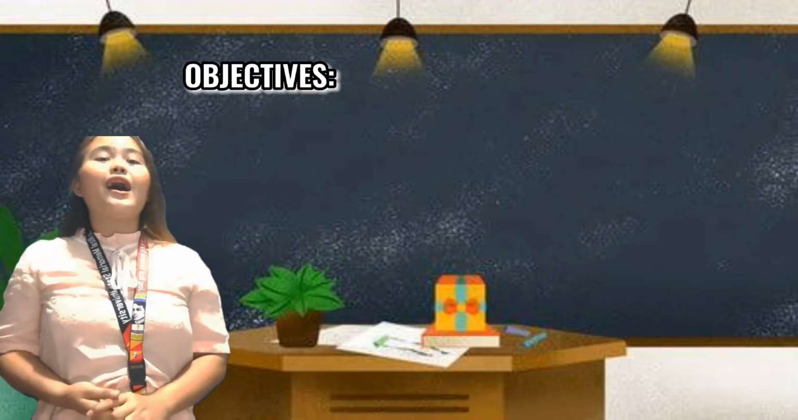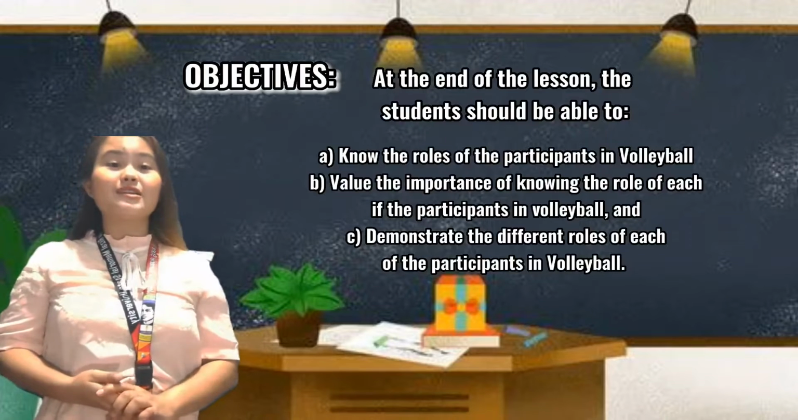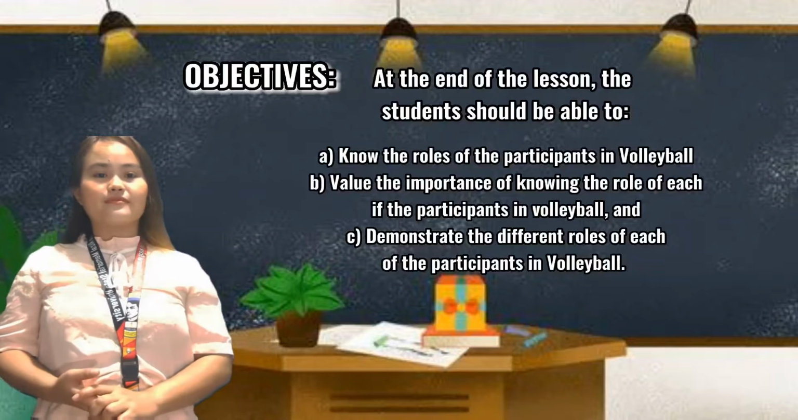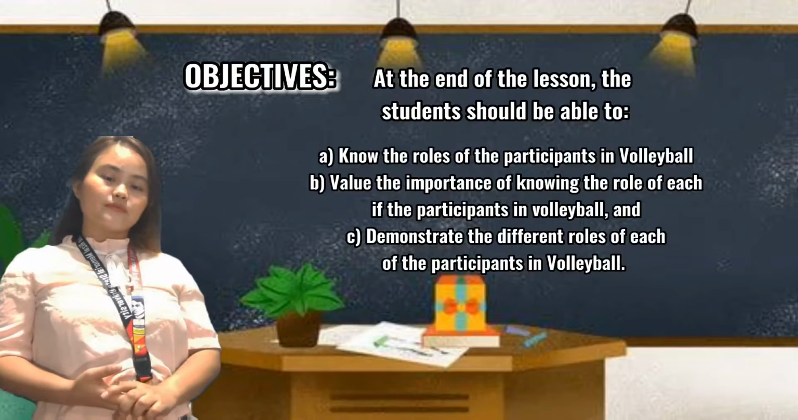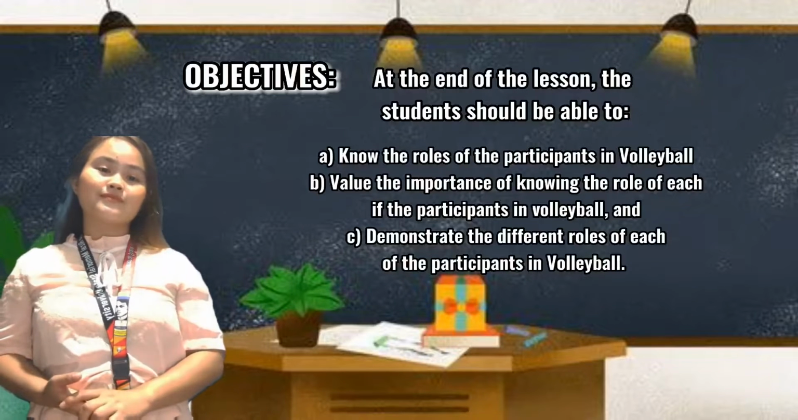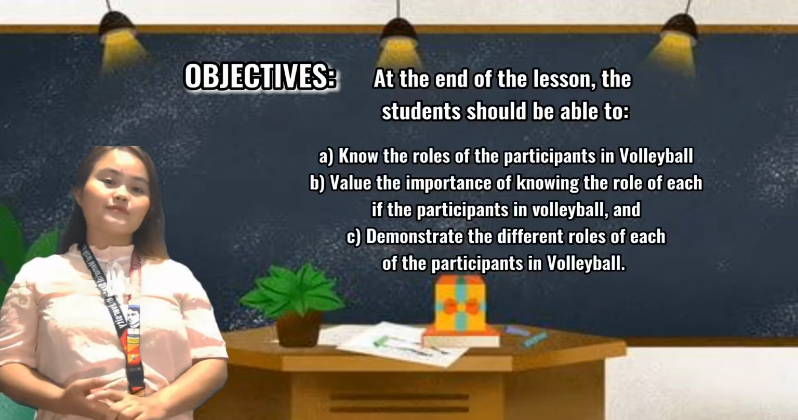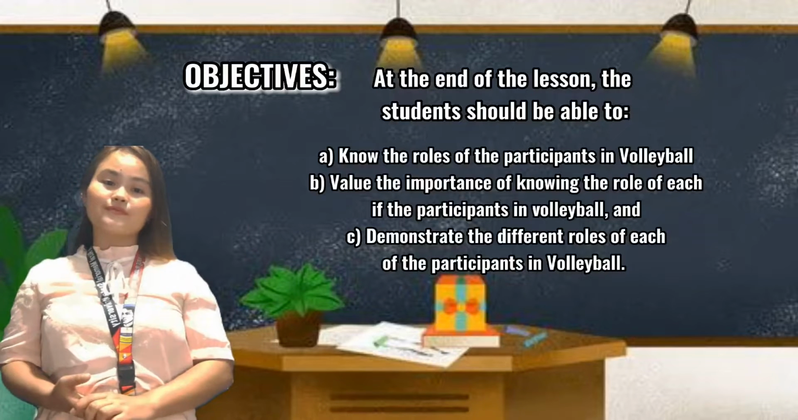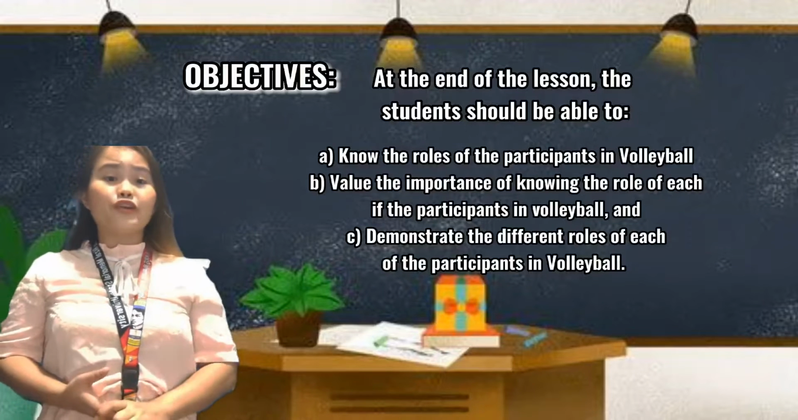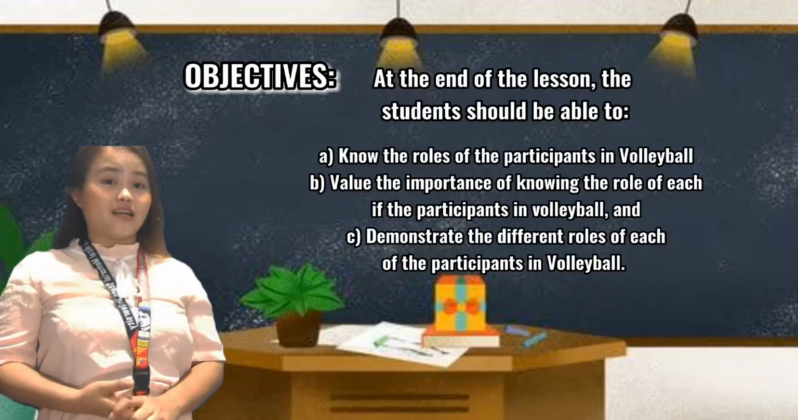Yes, ma'am. Okay, but before we proceed to our discussion, I want you all first to read our objectives. Our objectives are, at the end of the lesson, the students should be able to, first, A. Know the roles of the participants in volleyball. B. Value the importance of knowing the role of each of the participants in volleyball. And C. Demonstrate the different roles of each of the participants in volleyball. So these objectives will serve as our guide in learning the lesson that we are going to discuss today.